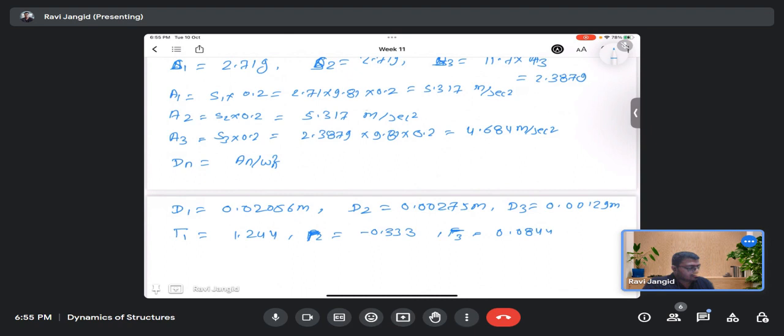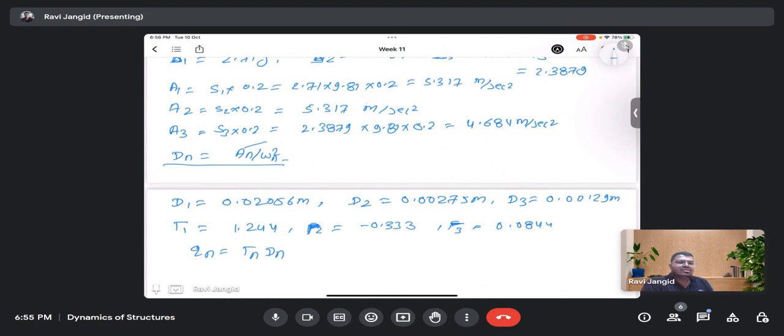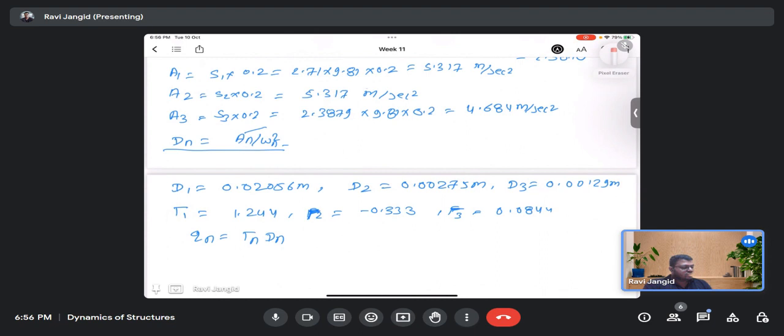Okay, so the modal response is determined by Qn, which is given by gamma n times dn. And these d1 to d3 values came from where? This one, you have the a1, a2, a3, and omega 1, omega 2, omega 3. Okay, thank you. So after finding out the Qn, you can find out the unt. So your unt would be phi n times Qn.